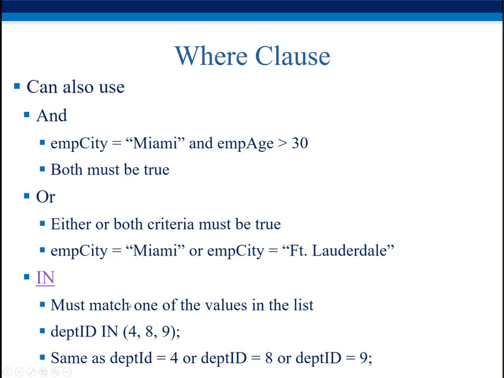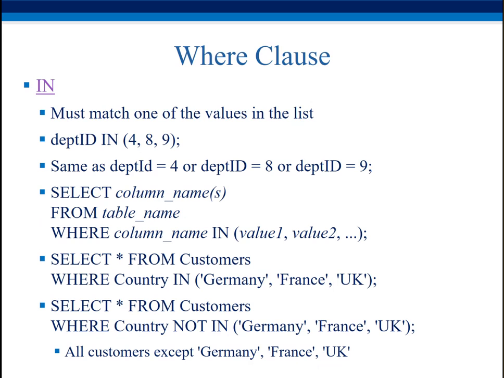So the IN is an easier way of saying I want to pick a whole bunch of things to choose from. I don't want to have a separate OR clause. So I'm just going to put department ID IN 4, 8, or 9. That means anybody in department 4, 8, or 9, which is basically the same as saying department ID equals 4, or department ID equals 8, or department ID equals 9. And then IN, again, must match one of the values, otherwise it's not going to work. And this is a duplicate in here just to emphasize it.